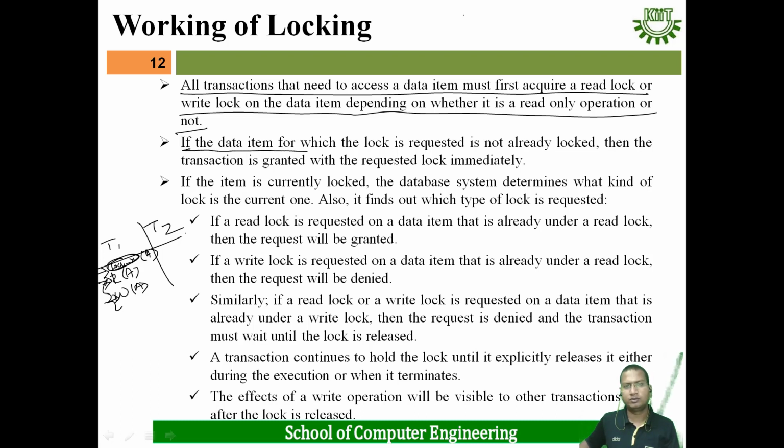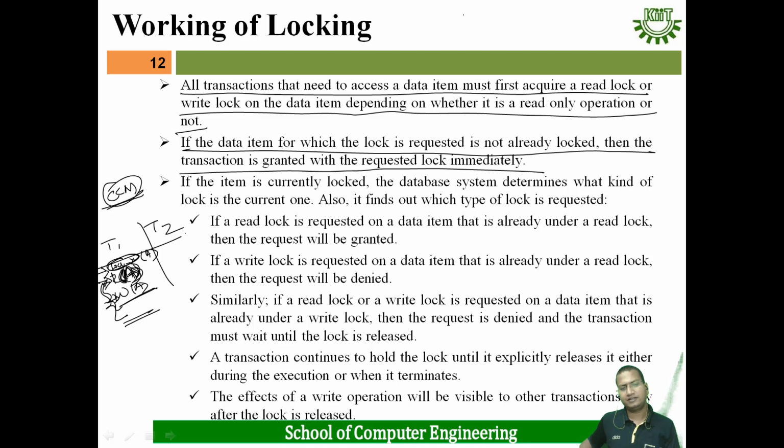If the data item for which the lock is requested is not already locked, then the transaction is granted the requested lock immediately. If no lock is applied on a particular data item, then the lock request of that transaction can be immediately granted by the concurrency control manager, CCM. If some lock is already applied on the data item, then the concurrency control manager has to analyze which kind of lock is already applied on the data item. Based on that, whether the lock can be given to the requesting transaction or not will be decided by the concurrency control manager.